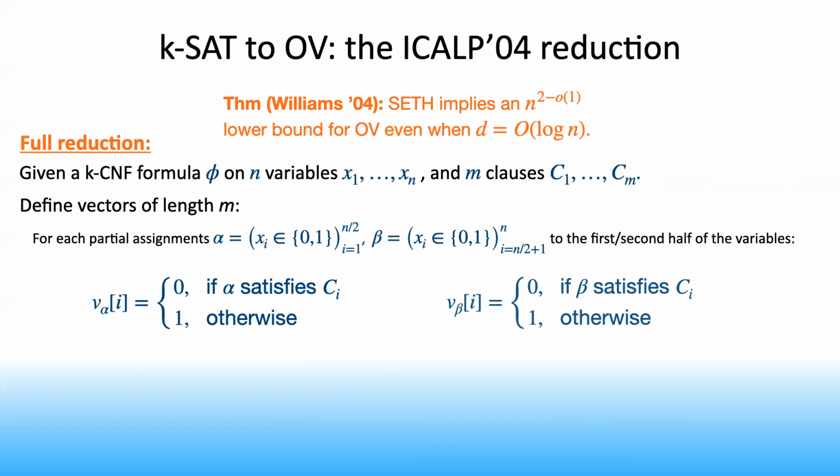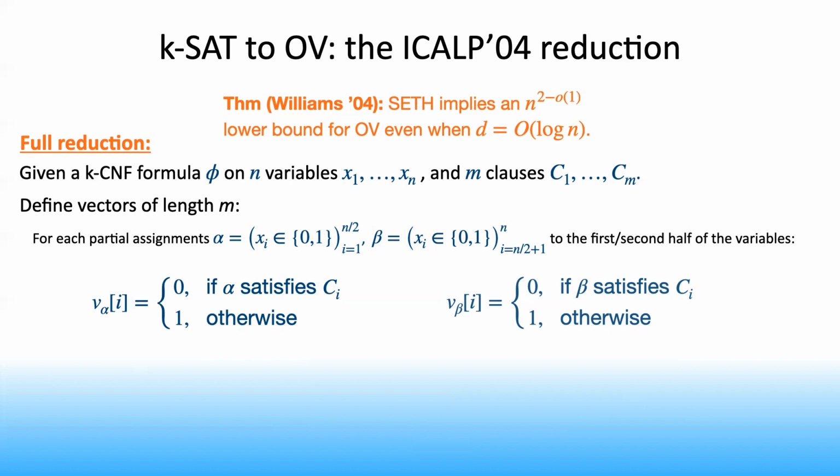put a 1 otherwise. So a partial assignment sets some of the variables to true, some to false, and some are left undetermined. In the case of these alphas, they give a true or false assignment to the first n over 2 variables and leave the other n over 2 variables undetermined. And we say that a partial assignment satisfies a clause if one of the literals of the clause is already true by the partial assignment. Otherwise, we say that it doesn't satisfy it, meaning that it might leave it undetermined.